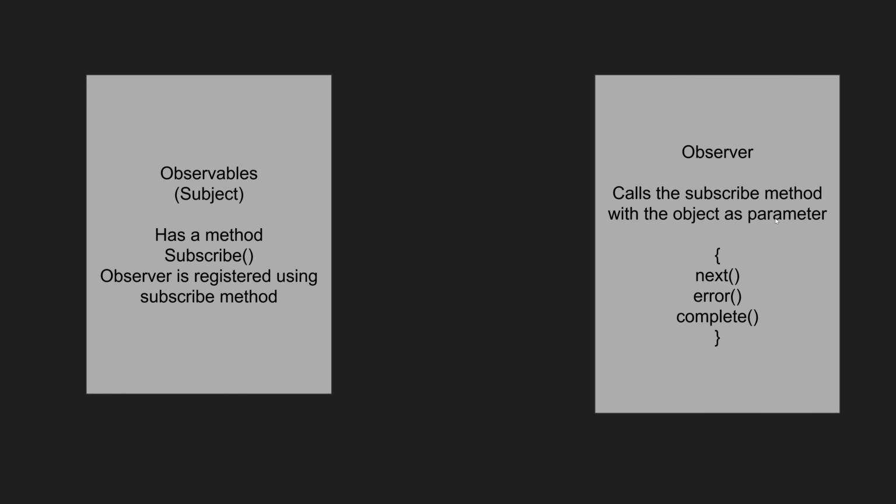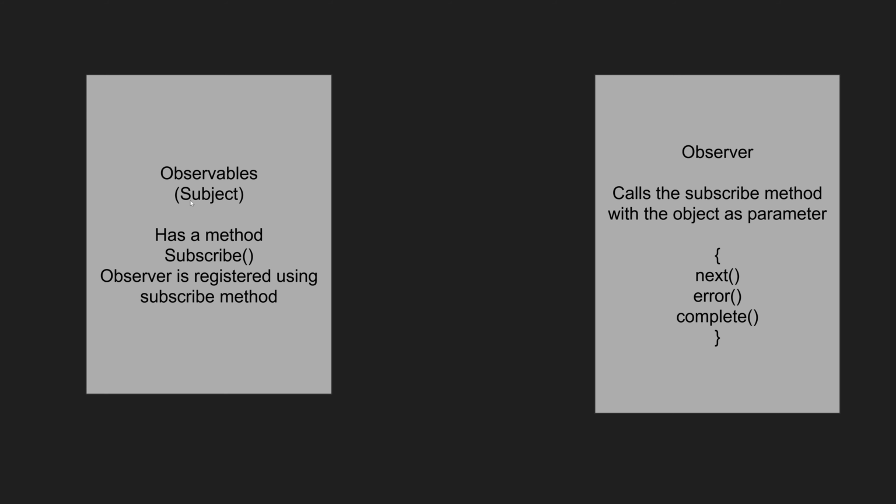It doesn't simply call the subscribe method. In the subscribe method the observer needs to send a parameter. So what is that parameter? It's nothing but a simple object, and that object contains three methods: next, error and complete. These are the three methods that the observer passes along with the subscribe call as a parameter.